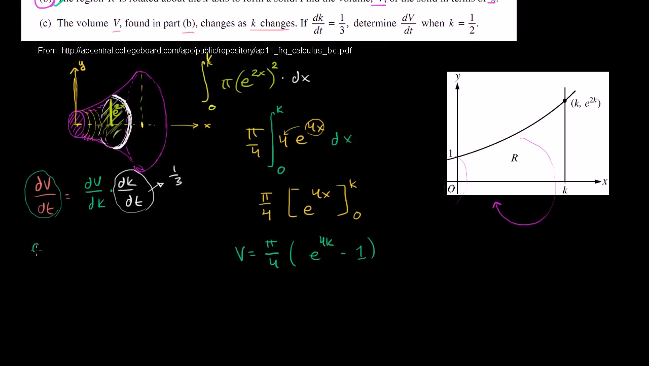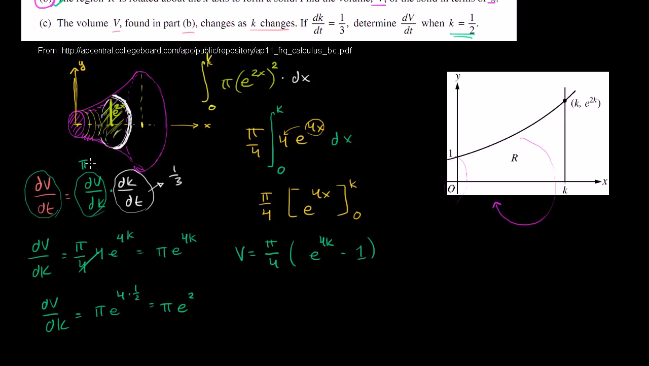So let's figure that out. The derivative of V with respect to k is equal to pi over 4 times the derivative in here. The derivative of this is just 4e to the 4k. The derivative of -1 is just 0. So this is times 4e to the 4k. These guys cancel out, so it's equal to pi e to the 4k. That's the derivative of V with respect to k. We want to find it when k is equal to 1/2. So dV/dk is going to be equal to pi times e to the 4 times 1/2, which is pi e squared.